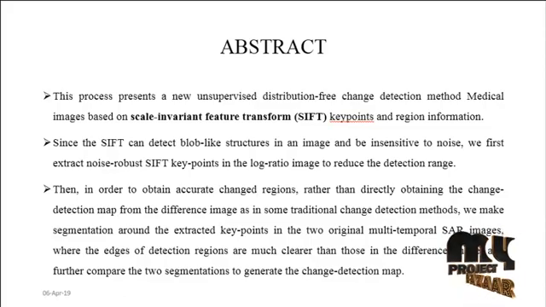Then, in order to obtain accurate change regions, rather than directly obtaining the change detection map from the difference image, as in some traditional change detection methods like background subtraction, we segment around the extracted keypoints in the two original multi-temporal SAR images, or in the medical images, where the edges of detection regions are much clearer than those in the difference image, and further compare the two segmented results to generate the change detection map. Hence, this process is based on feature extraction and segmentation.